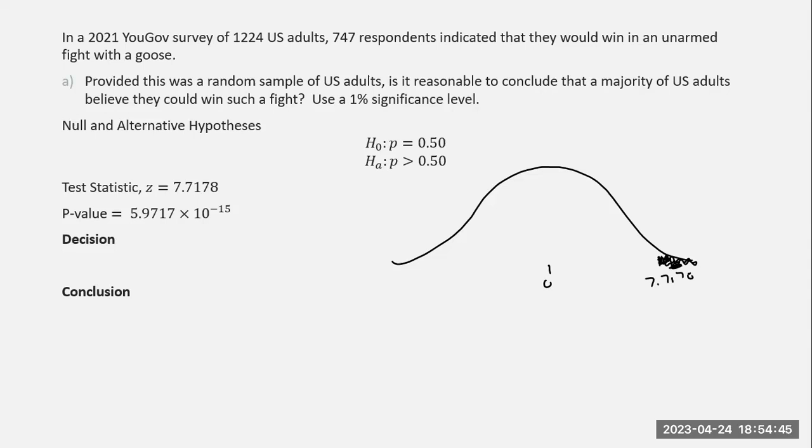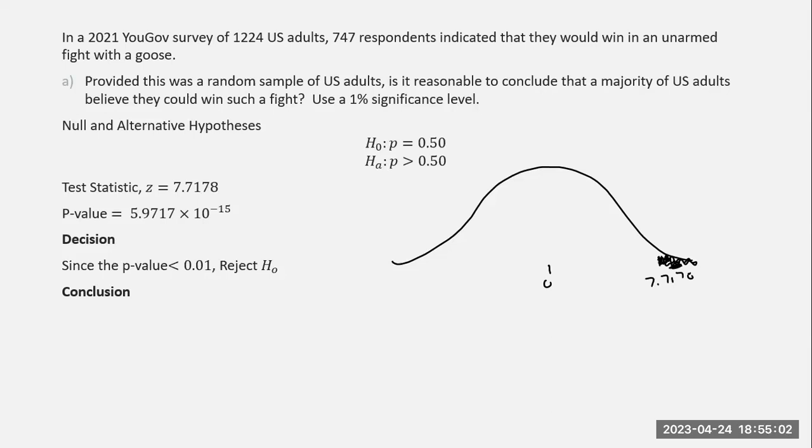That value, 5.9717 times 10 to the negative 15, is way smaller than the significance level of what? What's the significance level? Yeah, that's way smaller. So reject H naught. It has to go.